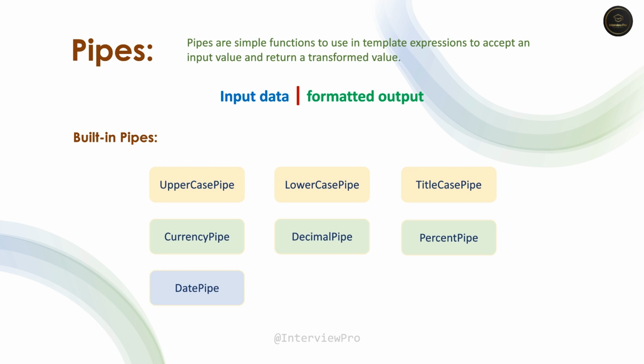There are a number of pipes provided by Angular. Some of the commonly used built-in pipes for data formatting are uppercase, lowercase, title case, currency, decimal, percent, and date. Let's see uppercase, lowercase, and title case pipes in this video.